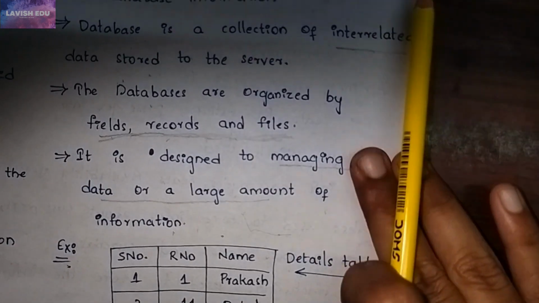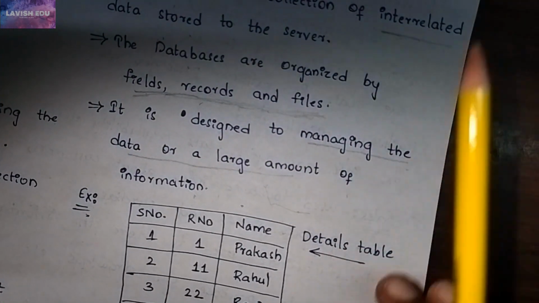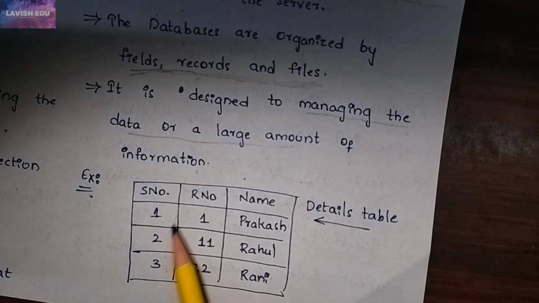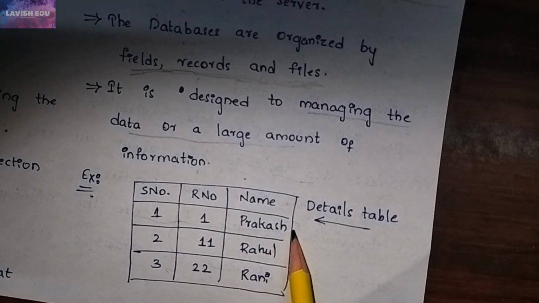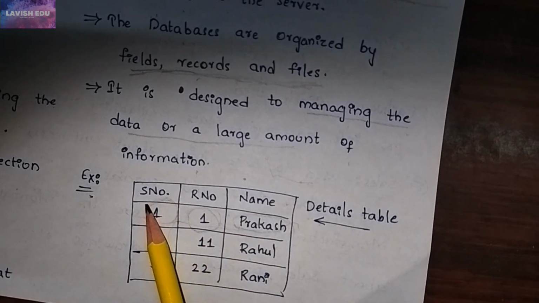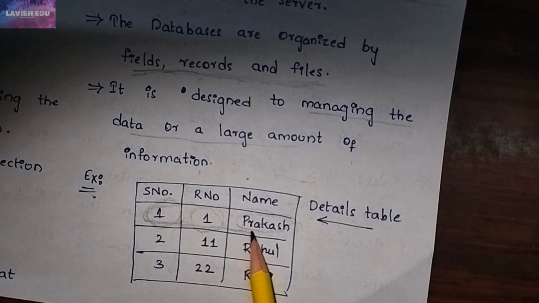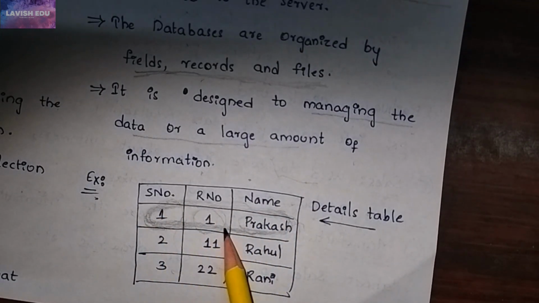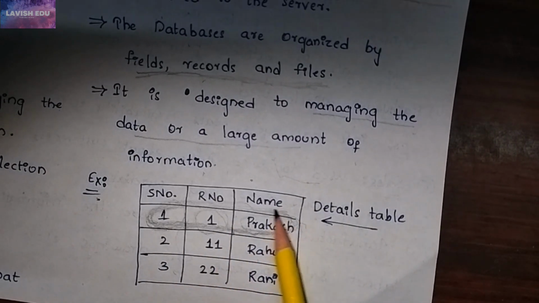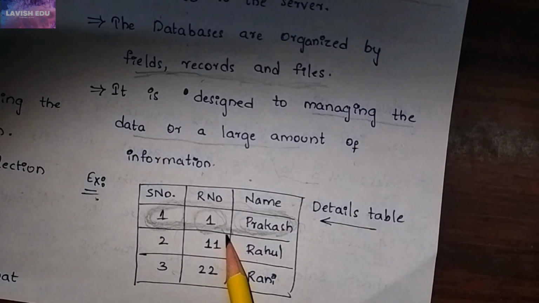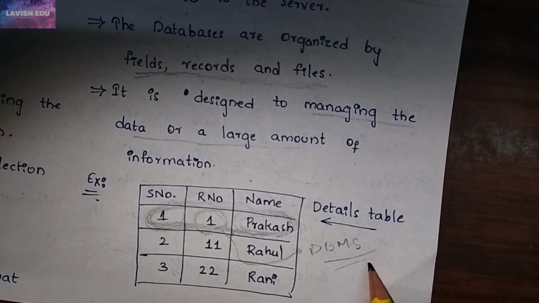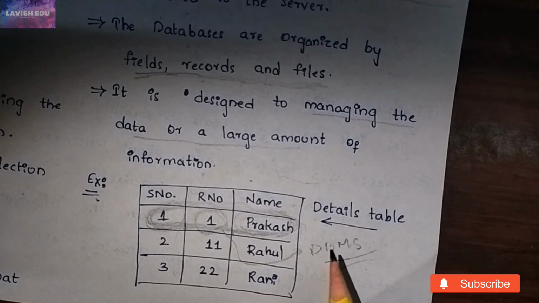It's a simple example that I have given below: some students' serial number, roll number, name. These are some of the details which are stored in one place, related to each other. Suppose Prakash's roll number is 1, Prakash's serial number is 1. These are all related to each other. This database is stored in the form of a data table. These are interrelated data, and these data can be retrieved or changed. Suppose I want to change the roll number of Prakash, then I'll change it with the help of the database management system. Okay, the database management system helps us in retrieving, storing and managing our data.